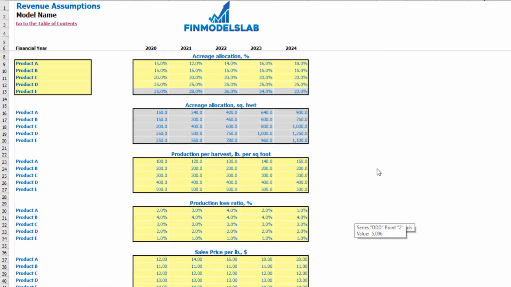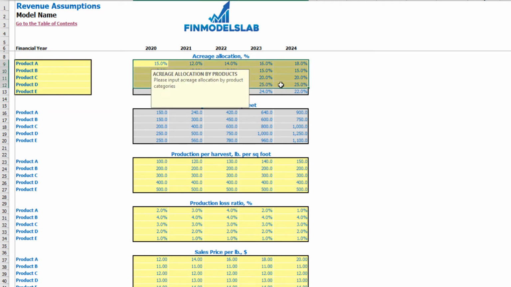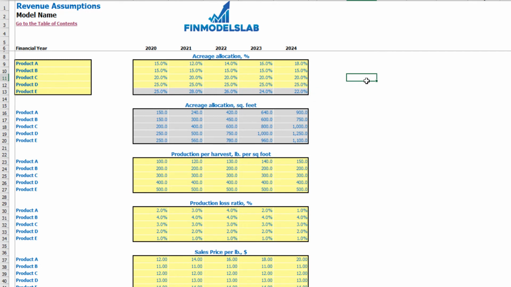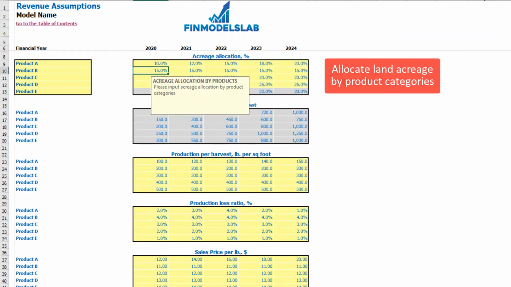On the Revenue tab, you can input your revenue assumptions related to the model. First of all, you need to set the product names. All these cells are adjustable. For example, instead of product A, you can select tomatoes, etc. The next step is to allocate your acreage by these products and by years. For example, 10% for product A in the first year, then 12, 15, 18 and 20.